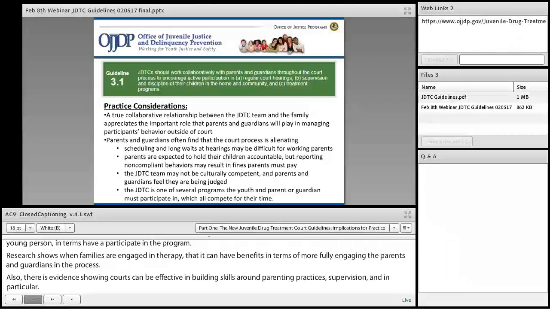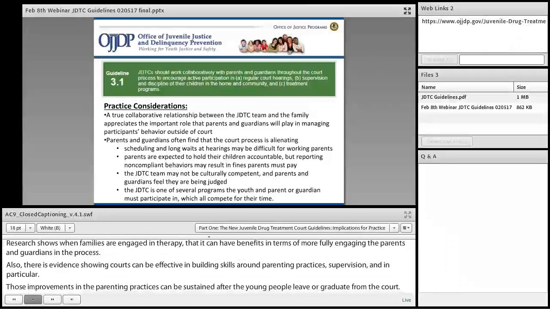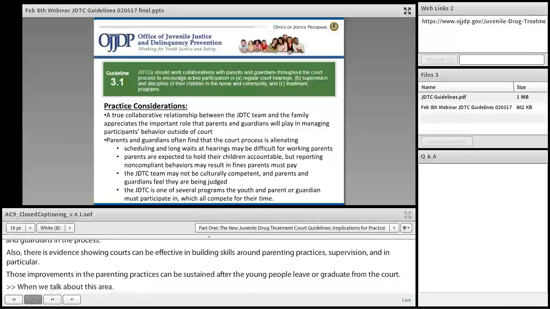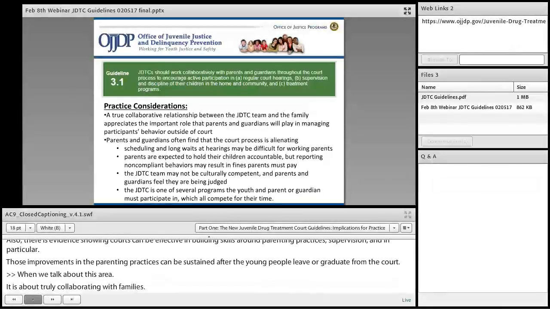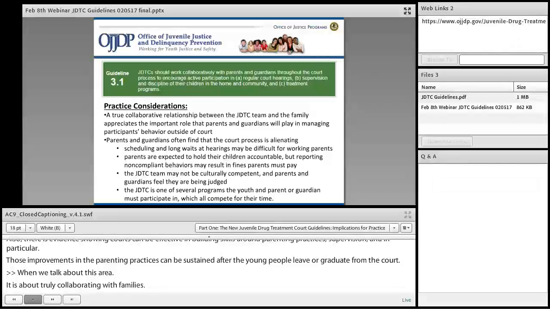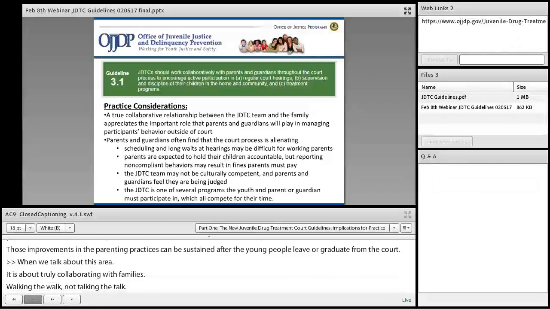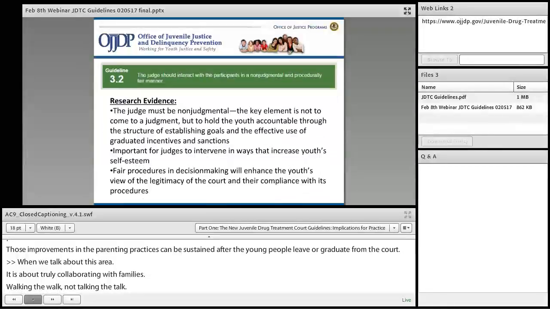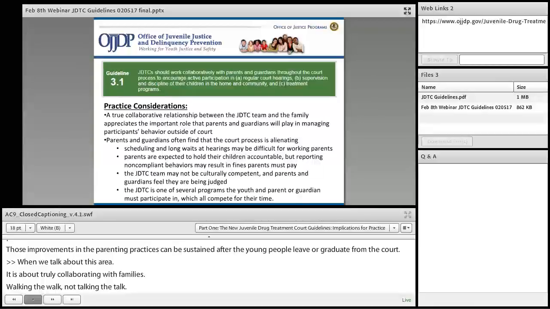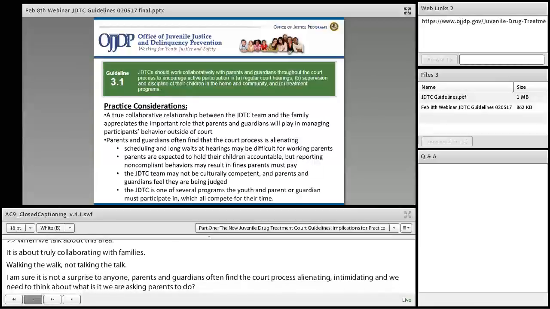So in practice, and we talked about this earlier, it's really about truly collaborating with families, walking the walk, not talking the talk. I'm sure it's not a surprise to anyone that parents and guardians often find the court process alienating, intimidating. And we really need to be thinking about what it is we are asking parents to do. If they are not fully engaged as an equal team member, then the chances of them feeling positive about the court experience are pretty low.